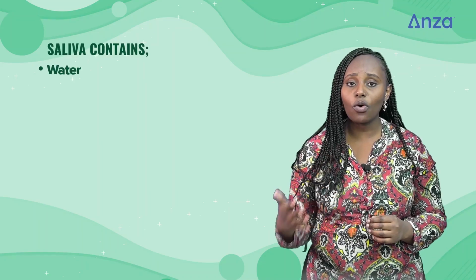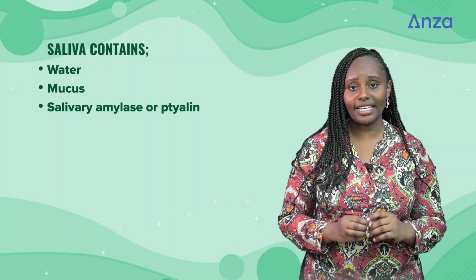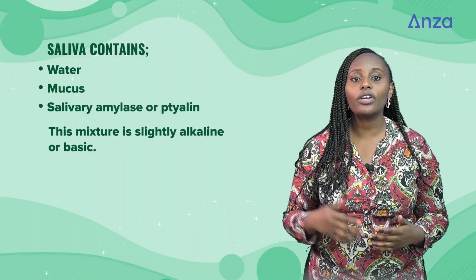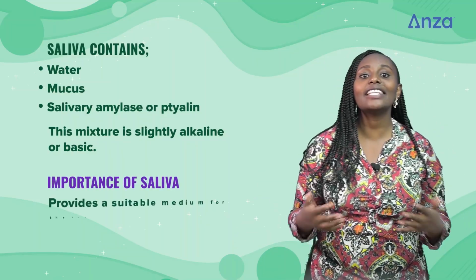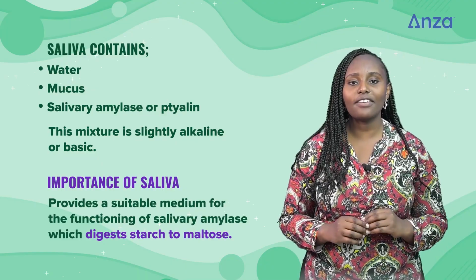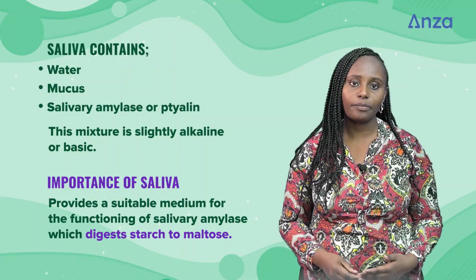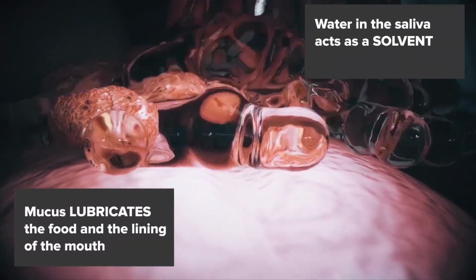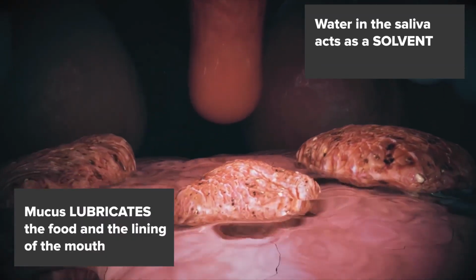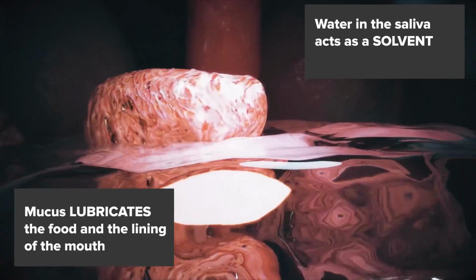Saliva contains water, mucus, and salivary amylase or ptyalin. The mixture is slightly alkaline, or we can call it basic, and hence provides a suitable medium for the functioning of salivary amylase, which digests starch to maltose. Water in the saliva acts as a solvent, while the mucus lubricates the food and the lining of the mouth.